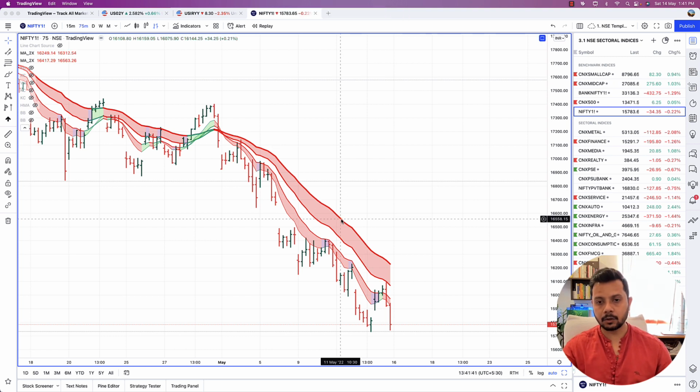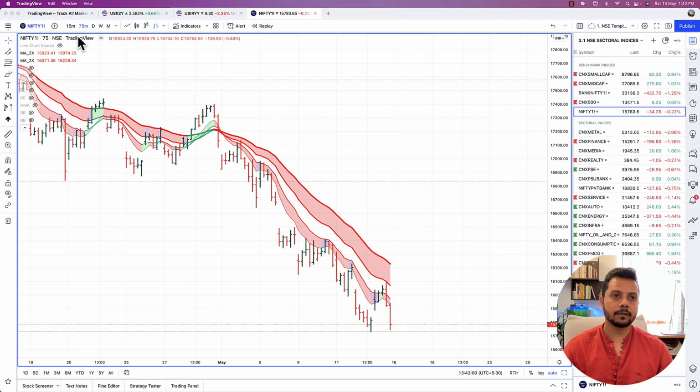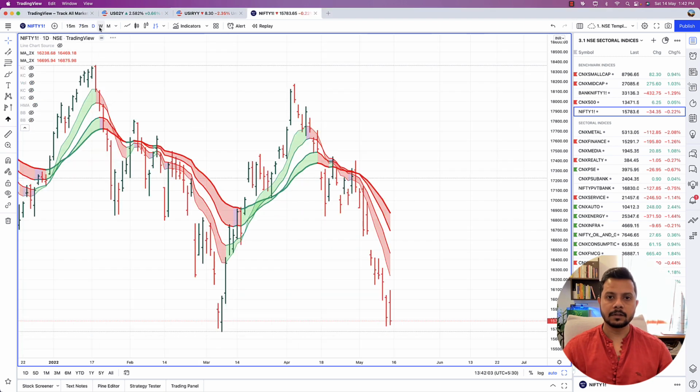So at least cross above that, which means at least go above this level. This is 16,100 as the immediate resistance. And 15,700, 15,600 will be immediate short-term support for the index. This kind of a fall generally leads to divergences. So we can see these kind of price momentum divergence shaping up.